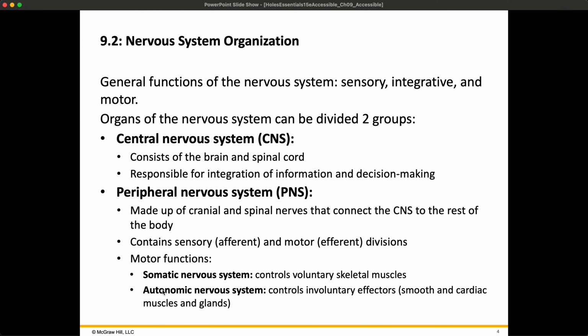Functionally, we can talk about the somatic and autonomic nervous system divisions within the PNS, the peripheral nervous system. Somatic is what's going to be controlling voluntary skeletal muscles. Somatic is a lot of times used in conjunction with the voluntary body. While the autonomic are those things that we don't have conscious control of: your blood pressure, your blood glucose, the way your digestive system regulates, that's all based on the autonomic nervous system.